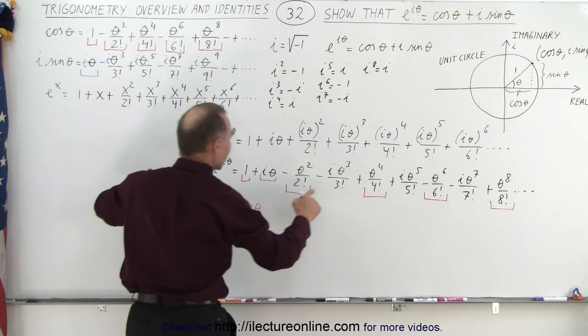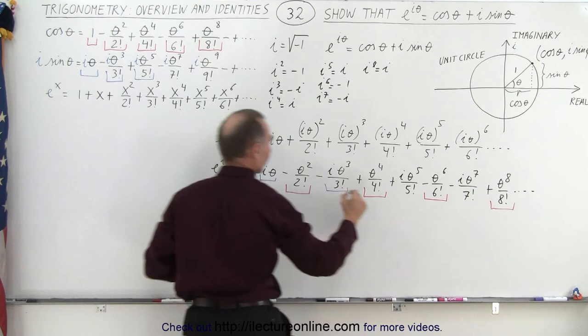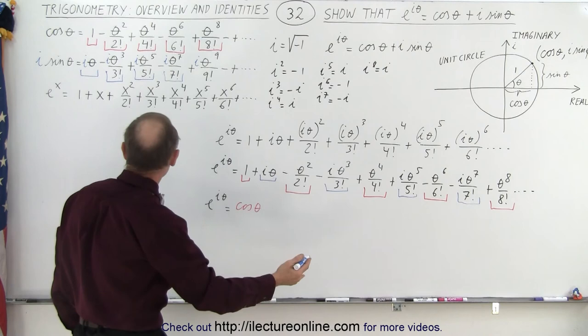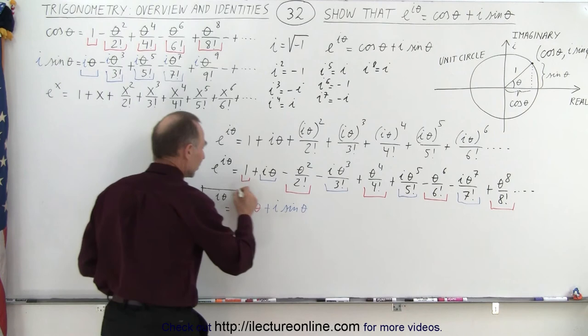Here we have the minus i theta cubed over 3 factorial, so we have this. And here we have plus i theta to the 5th over 5 factorial, so we have this term. And here we have the minus i theta to the 7th over 7 factorial. And you can see that every other term is now associated with the i sine of theta. So that means that we have the plus i sine of theta. And you can then see that this is indeed the case, that e to the i theta is simply the sum of the cosine of theta plus i times the sine of theta.